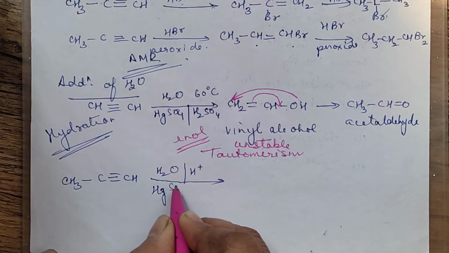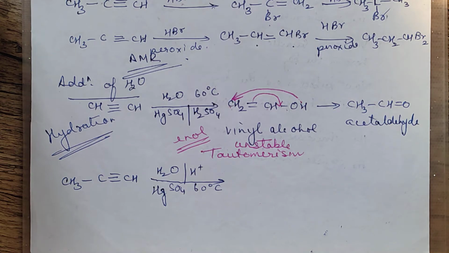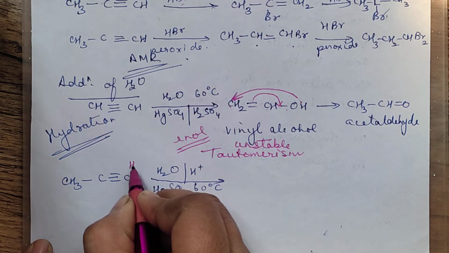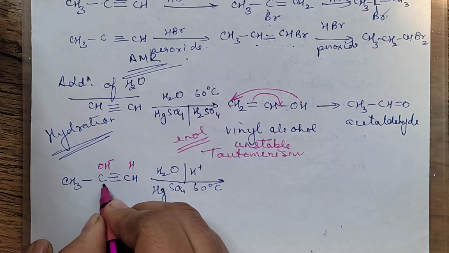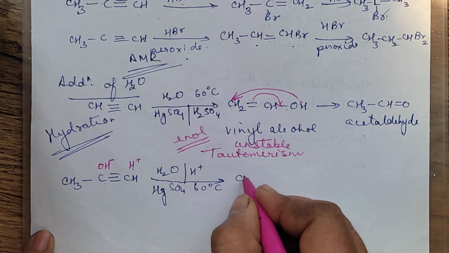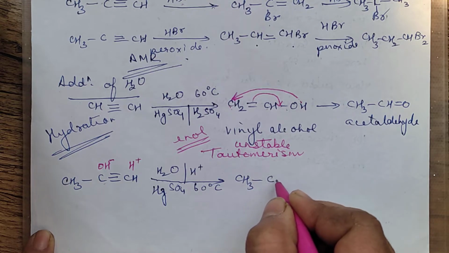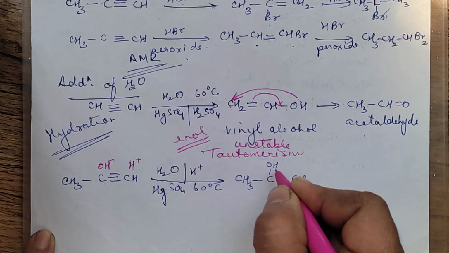If you use an unsymmetrical alkyne and water is to be added in the acid medium, the reaction is of course the same thing, in the presence of HgSO4 at 60 degrees Celsius. Every condition is important. So when water is added to the unsymmetrical alkyne, it will add as per Markovnikov's rule. The negative part will add to the carbon atom having fewer hydrogens, and the positive part will add to the carbon having more. So you will get CH3, C, now a double bond, CH2, and you will have OH here.